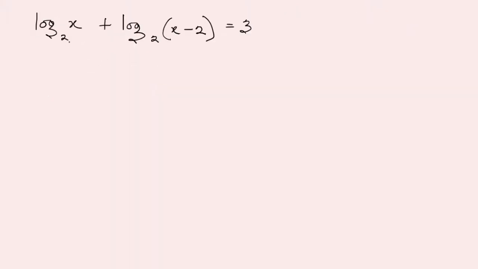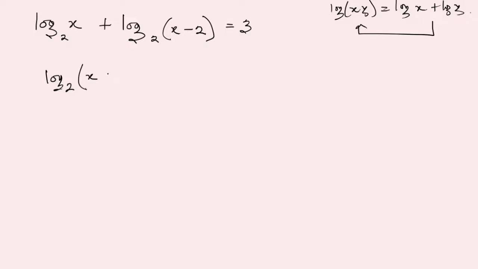We have log to the base 2 of x plus log to the base 2 of x minus 2 equals 3. So we can contract this because there's a positive sign here. We're going to use the law that says that log xy equals log x plus log y. So if we do that, this is going to be equal to log to the base 2 of x multiplied by x minus 2, and this is equal to 3.